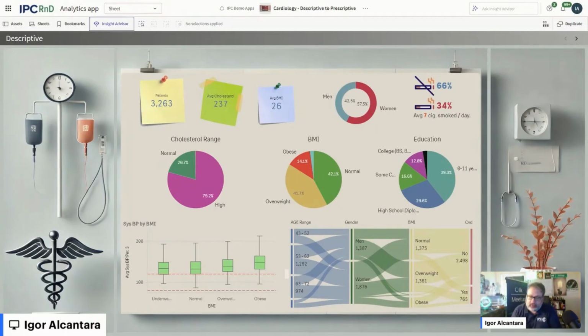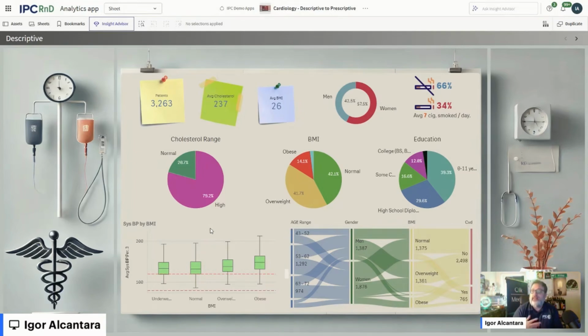This is just one example of a Qlik app, basically a dashboard that's showing descriptive analytics. Everything that I'm showing here represents the present or the past. I'm showing how many patients I have, what their average cholesterol and average BMI are, and also breaking down by some demographics, like, for example, the education level and gender, showing how many of them smoke and didn't. It looks great, and it's very valuable for a lot of companies.